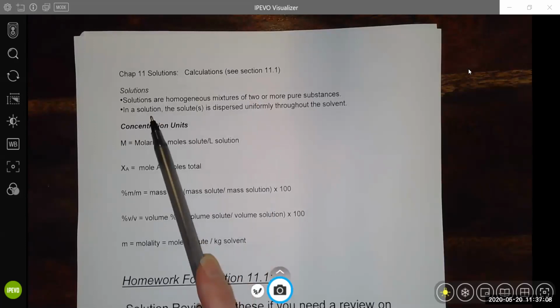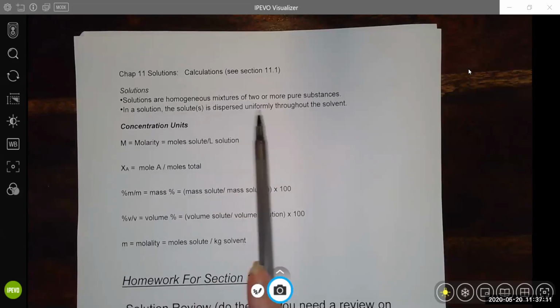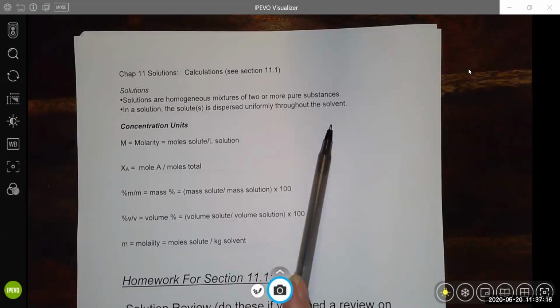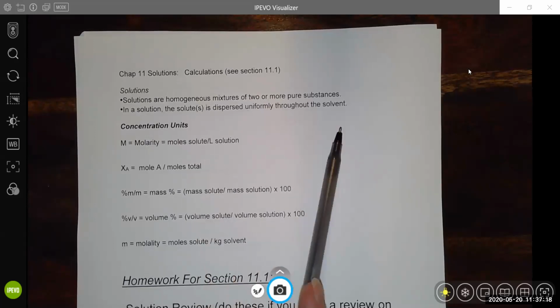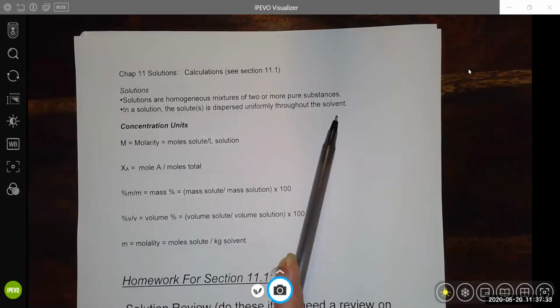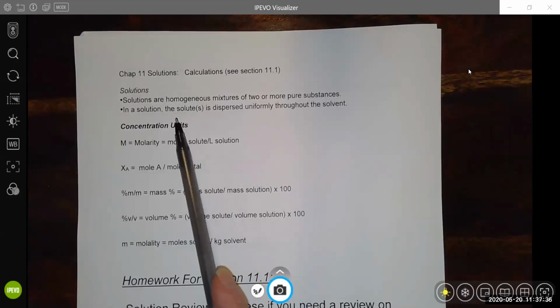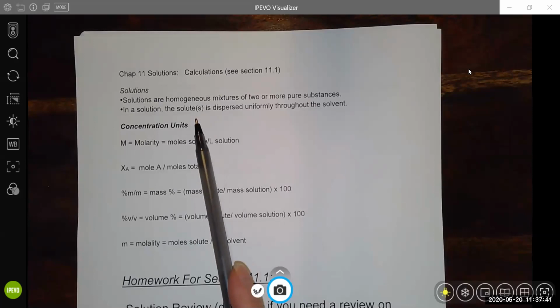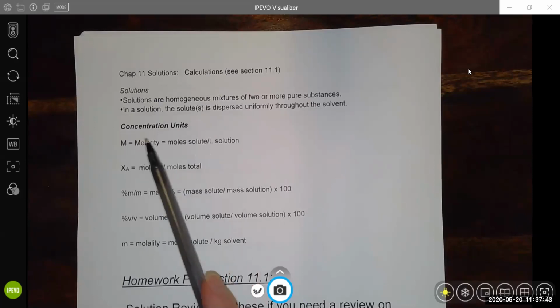So let's review that. In the solution, the solute is dispersed uniformly through the solvent. The solute is being dissolved, and the solvent is doing the dissolving. There's an S here because, as I was mentioning, you could have more than 1 solute. For example, tap water has calcium, magnesium, hydroxide, hydrogen ion, chlorides, all kinds of stuff in it, though the solvent is water. The way we express how much solute is in the solvent, whether it's a very dilute solution or very concentrated, is by using concentration units.